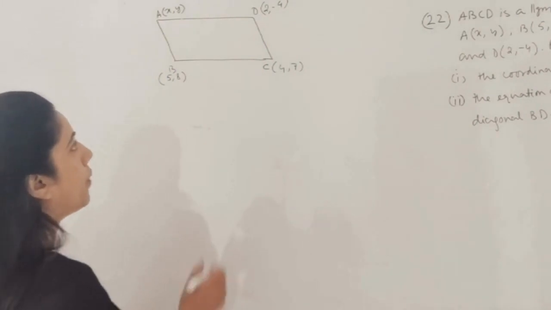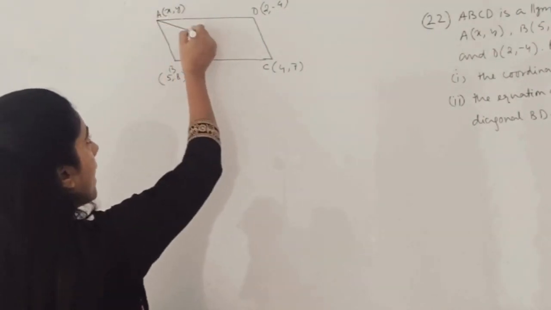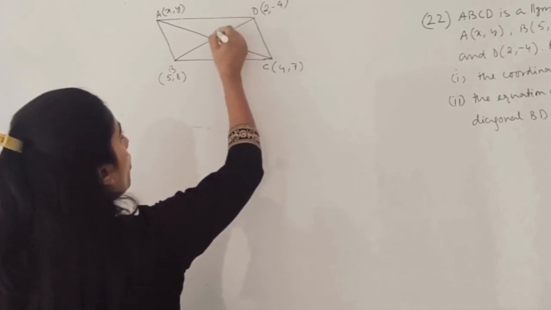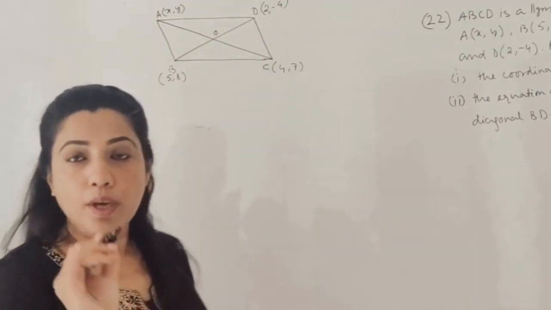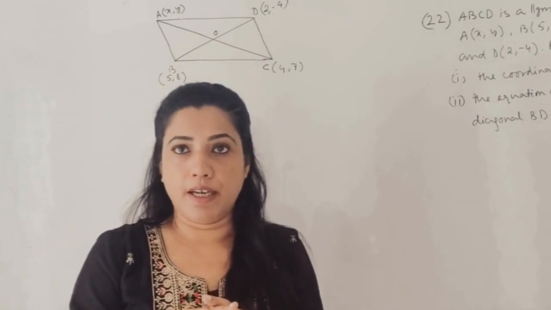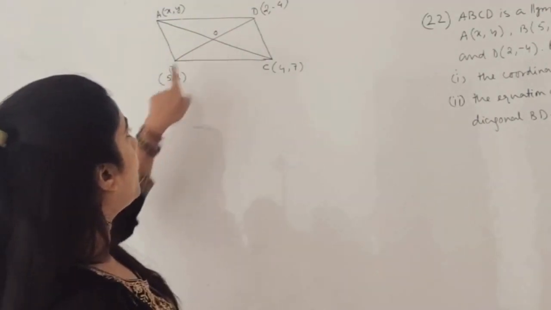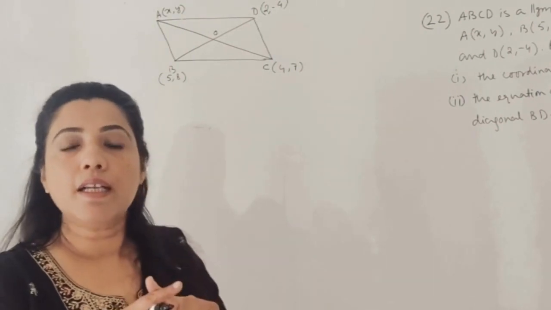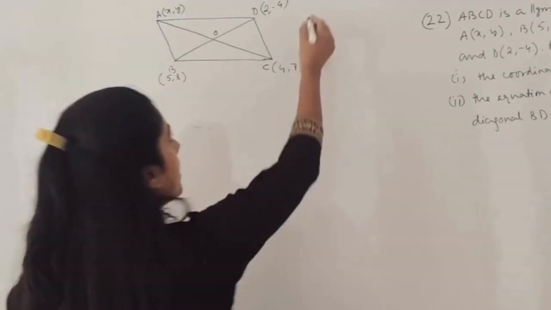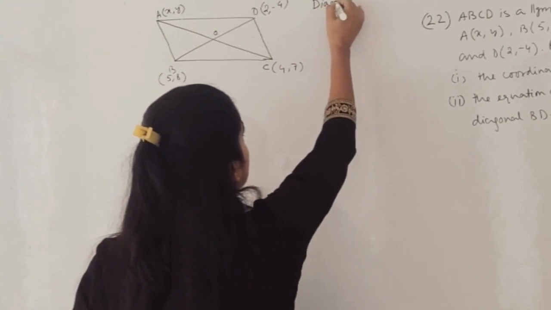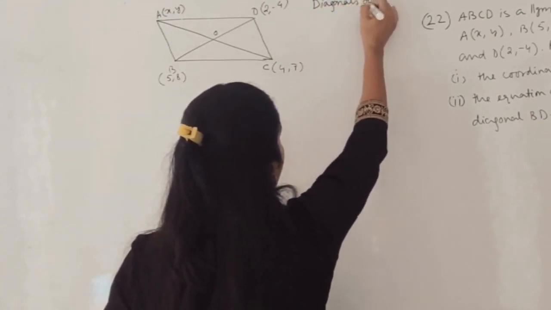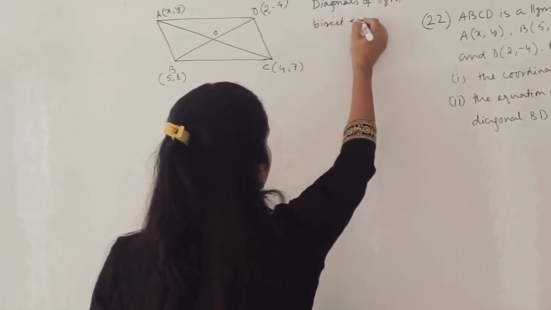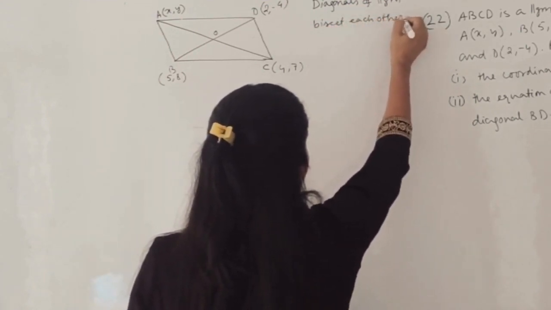Okay, now we know that the diagonals of the parallelogram bisect each other. So if O is the point where the diagonals are intersecting, then O will be the midpoint of BD as well as AC, because diagonals of a parallelogram bisect each other. So I write it here, diagonals of parallelogram bisect each other. This property we are using.